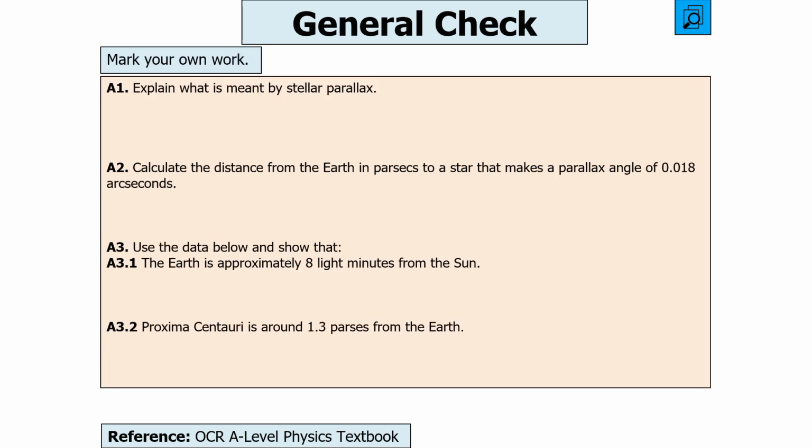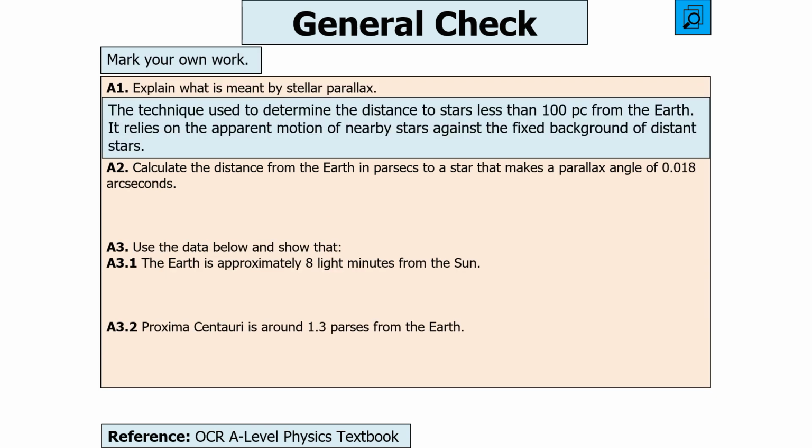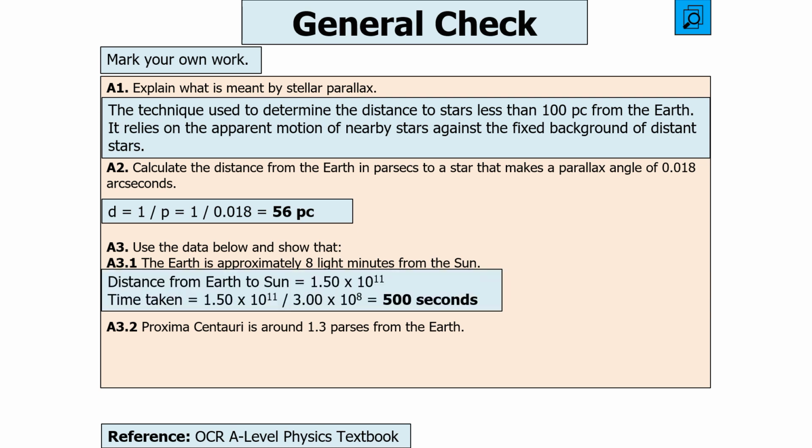Right, again, let's go to the definition of parallax. Well, it's the technique used to determine the distance to stars less than 100 parsecs away from the Earth, and it's the apparent motion of nearby stars against the fixed background of the distant stars. Now, again, how can you work out the distance? Well, distance in parsecs is 1 over the parallax angle in arc seconds, so it's 1 over 0.018, which is 56 parsecs.